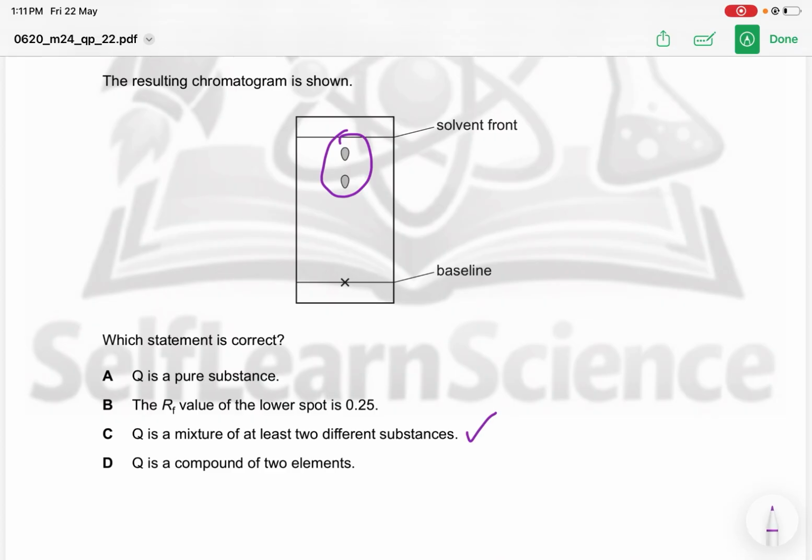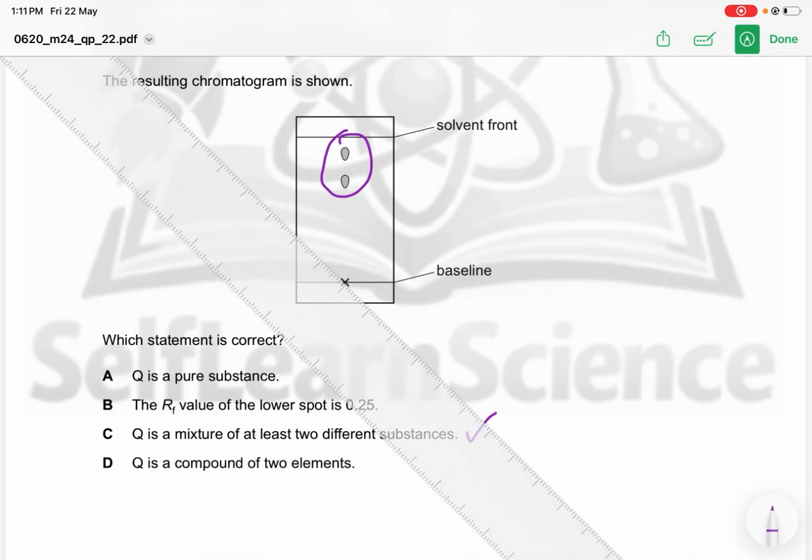Q is a compound of two elements. No, it is not a compound. If it were a compound, there should again be only one spot there. Okay, it should not give two different spots. So we'll just find out whether the Rf value of the lower spot is 0.25 or not.